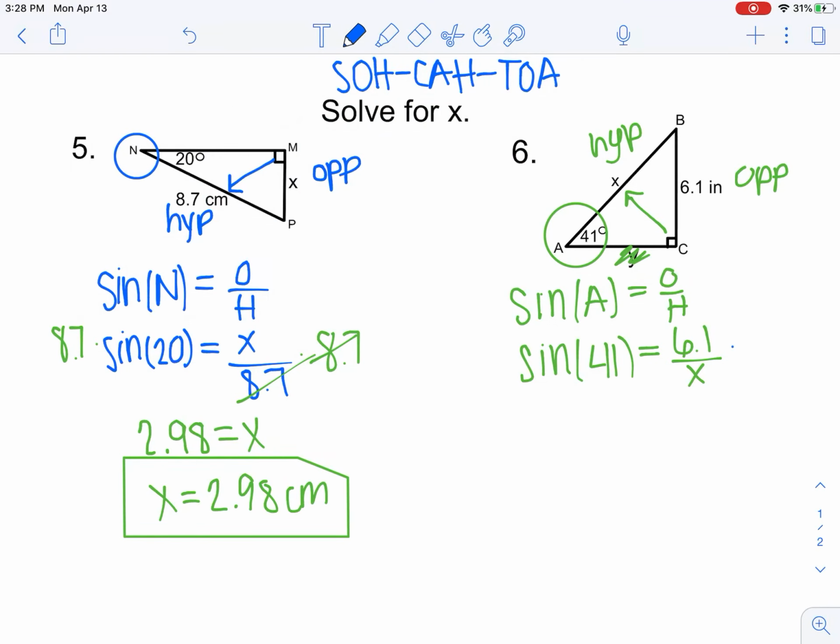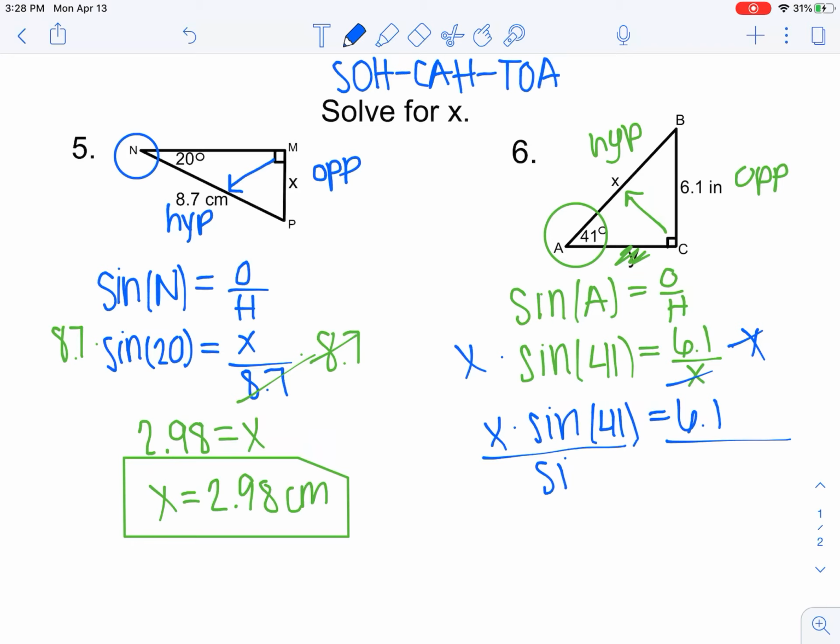Now let's go ahead and solve for x. We'll multiply both sides by x to start with. So now we have x times the sine of 41 equals 6.1. So now we can divide both sides by the sine of 41. If we go ahead and type that in and round to the nearest hundredth, we get x equals 9.30 inches.